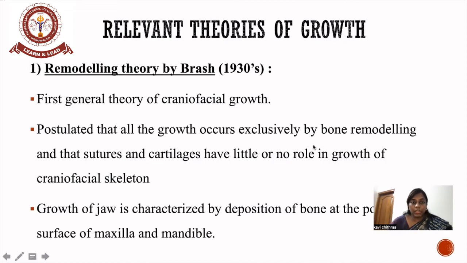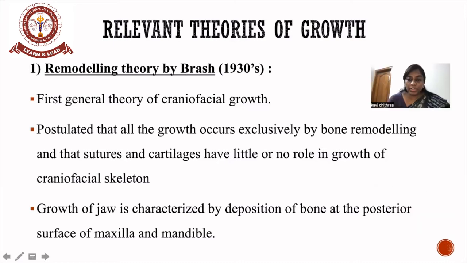There are a few basic theories which help in explaining how the maxilla grows. The first one is the remodeling theory by Brash, which was given in 1930. This is the first general theory of craniofacial growth. He postulated that all the growth occurs mainly by bony remodeling, and the sutures and cartilages have little or no role in growth of the craniofacial skeleton. So the growth of the jaw is characterized by deposition of bone at the posterior surface of maxilla and mandible and some amount of resorption.